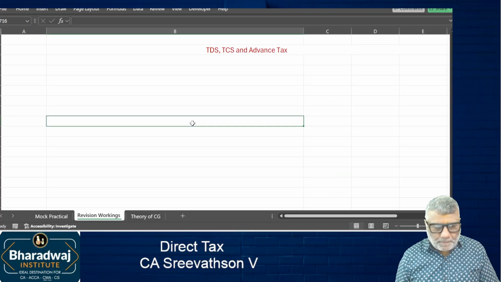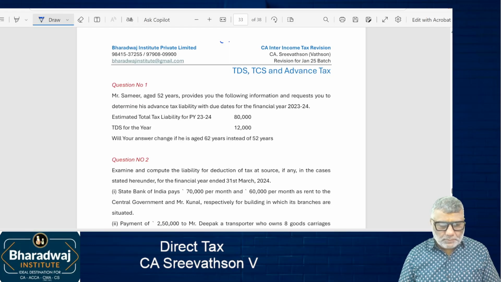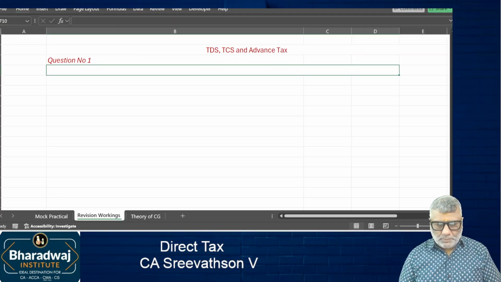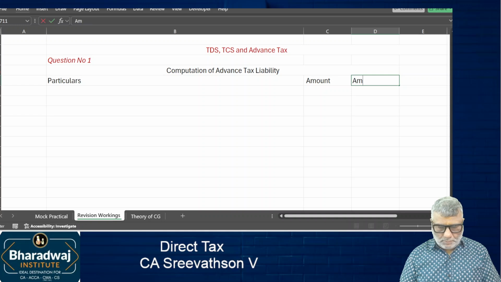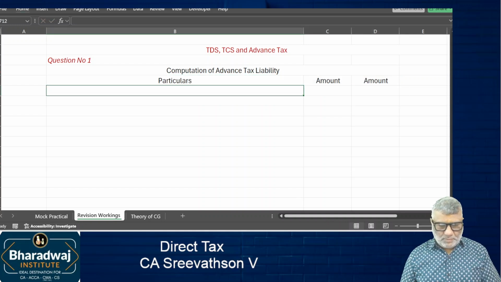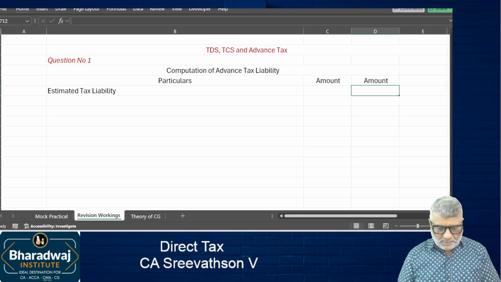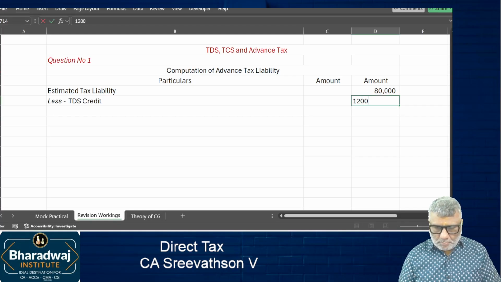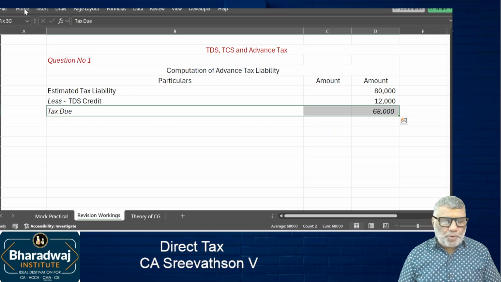We will write it first. This point is known as tax due, one of the most important points in our working.